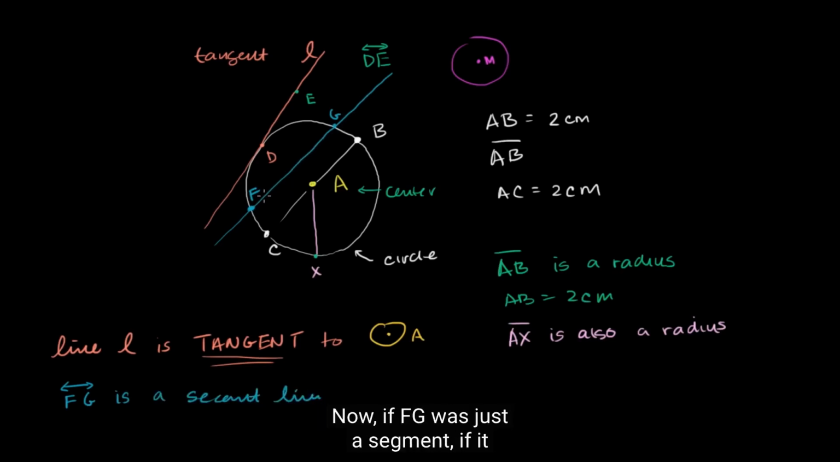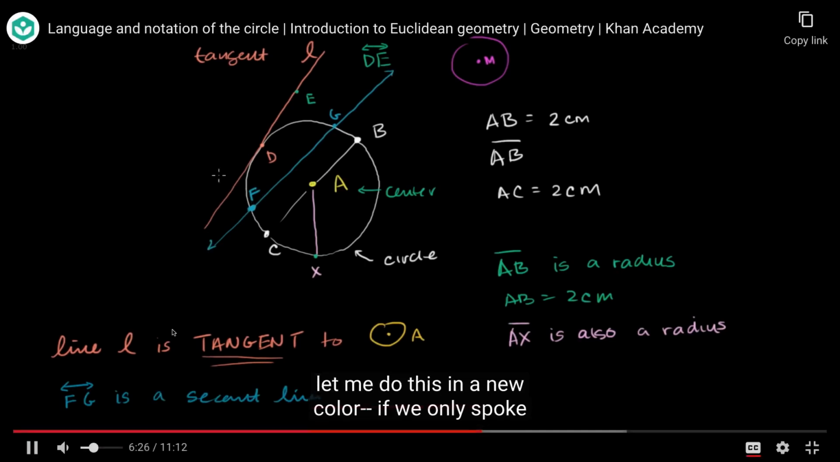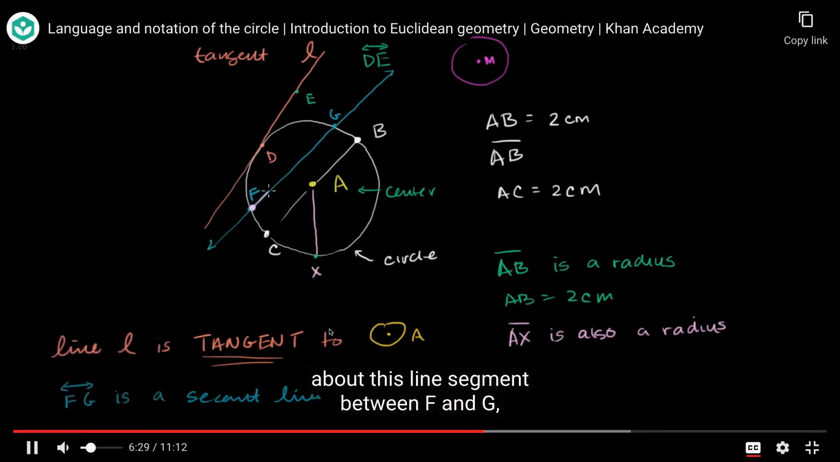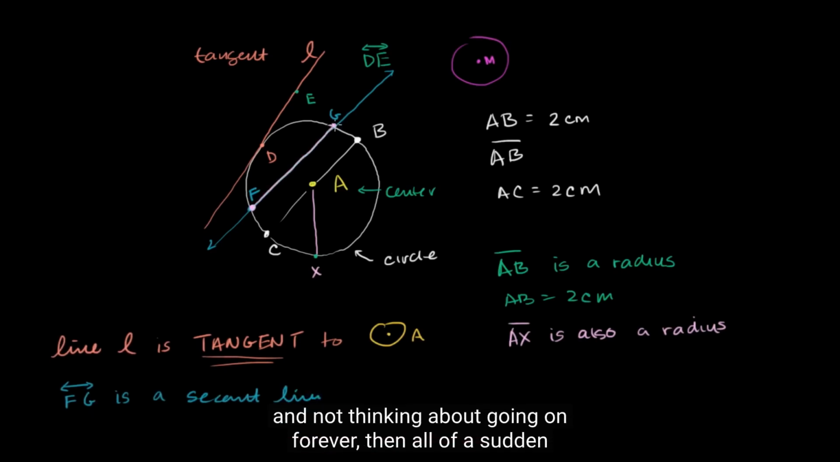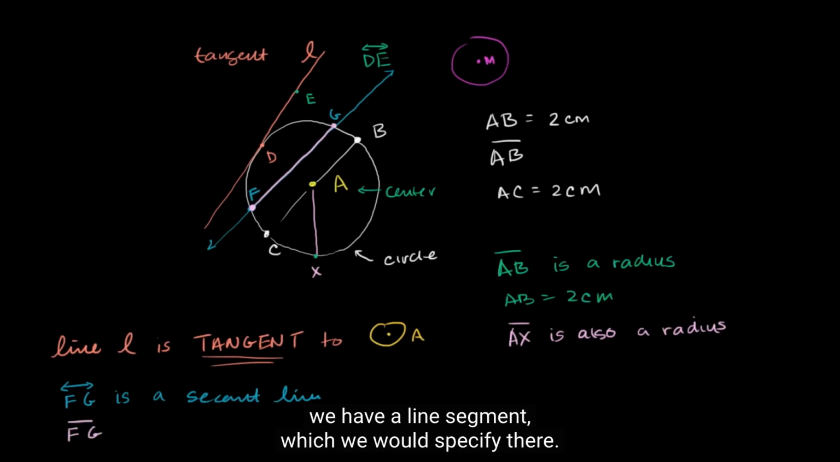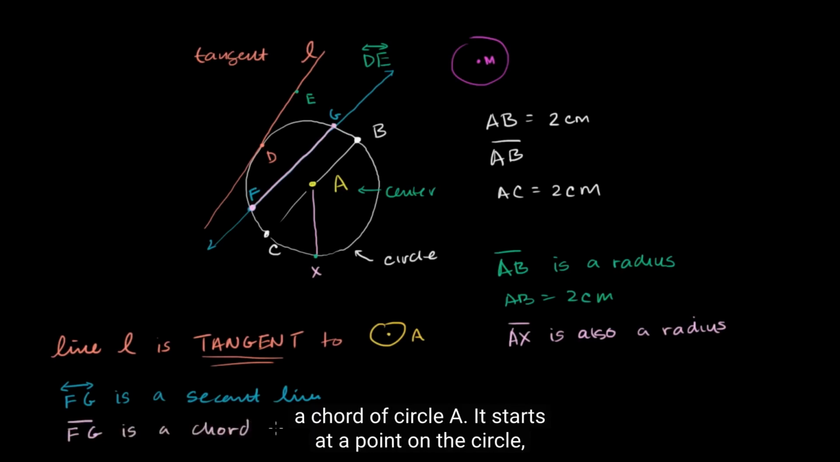Now, if FG was just a segment, if it didn't keep on going forever like lines like to do, if we only spoke about this line segment, let me do this in a new color, between F and G and not thinking about it going on forever, then all of a sudden we have a line segment, and we would call this a chord of circle A. It starts at a point on the circle, a point that is exactly in this case 2 centimeters away, and then it finishes at a point on the circle. So it connects 2 points on the circle.